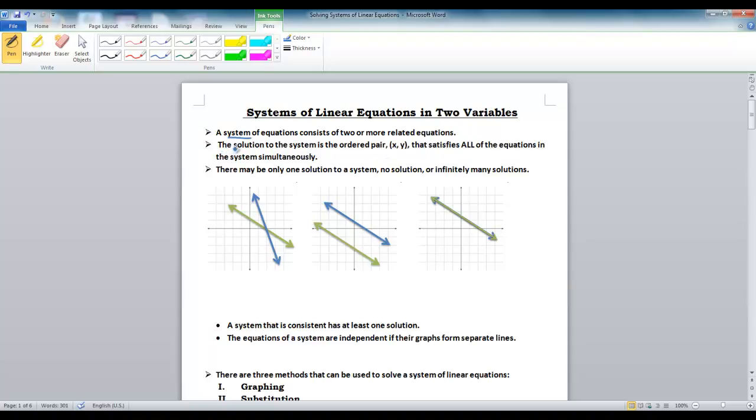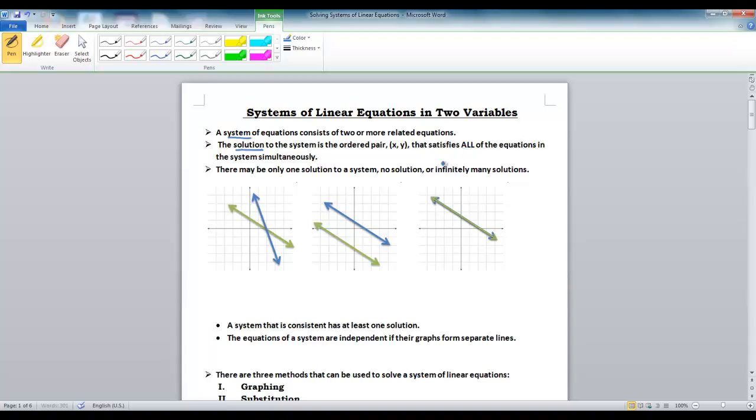The solution to a system of equations is an ordered pair. It's a point, and that point satisfies every equation in the system. In other words, if you plug that point into each equation in the system, it works. It makes each equation true.